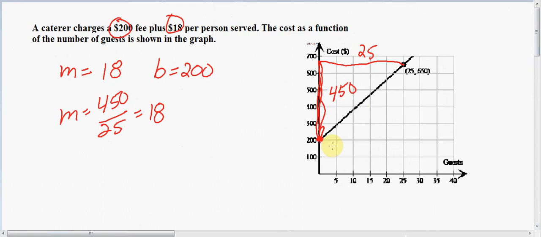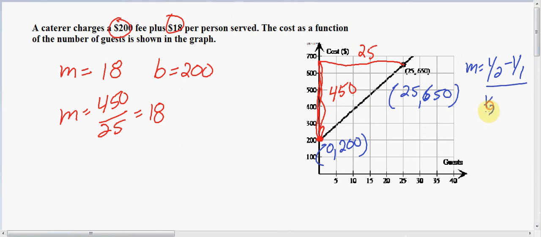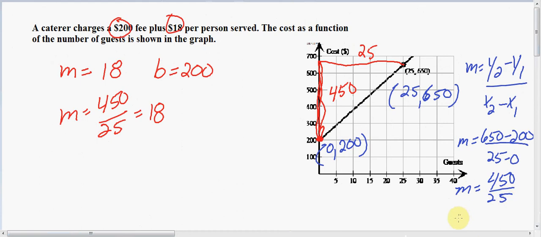Third way you could get your slope is to use the slope formula and two points. You have the ordered pair (0, 200) right there that you could use, and up here you have the ordered pair (25, 650) that you could use, and you could use the slope formula, y sub 2 minus y sub 1 over x sub 2 minus x sub 1, and you get 650 minus 200 over 25 minus 0, which is 450 over 25, and you get 18, which is what we just said it would be anyway. So there are at least three ways that you could figure that out.